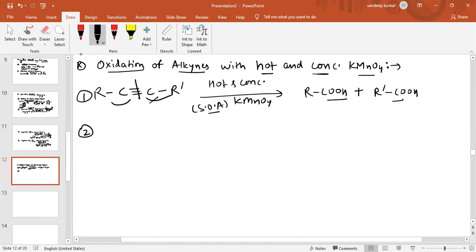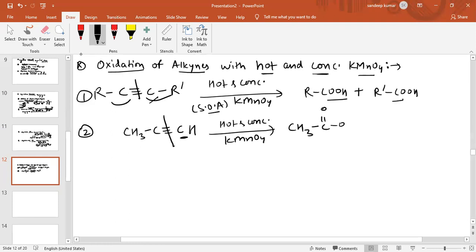If the second question is given like this, CH3, C triple bond CH, in the presence of the same reagent, hot and concentrated KMnO4, again break the bond. This will convert into CH3COOH, and this will convert into a carboxylic acid of one carbon atom. So one product obtained is CH3COOH. Another product obtained is only a one-carbon carboxylic acid, HCOOH. See what happens.